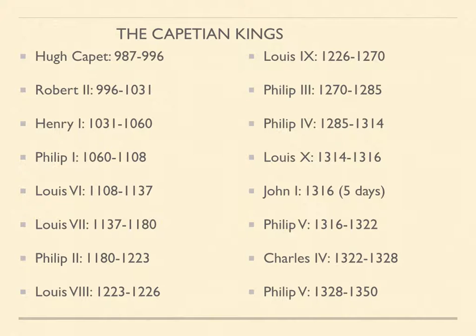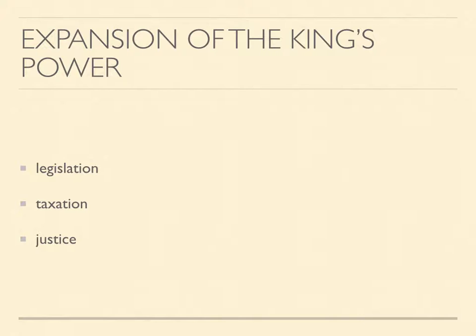Okay, so let's talk a little bit more about the kings. So not only did they vastly expand their territory, they also expanded their powers. So they expanded their powers in 3 ways. In the legislature, in the tax system, and also as far as justice goes. So Philip Augustus quadrupled the territory.